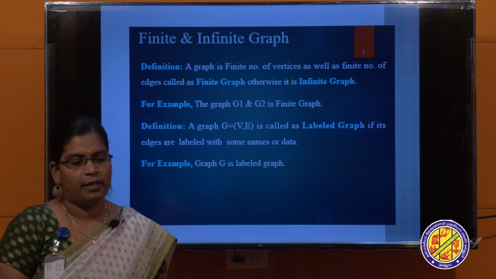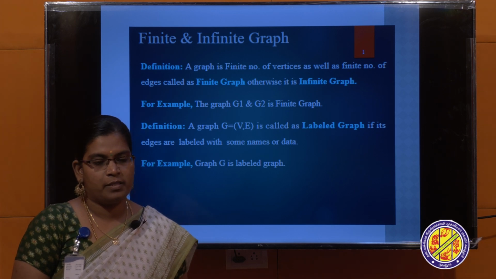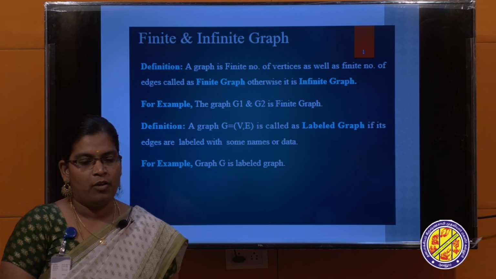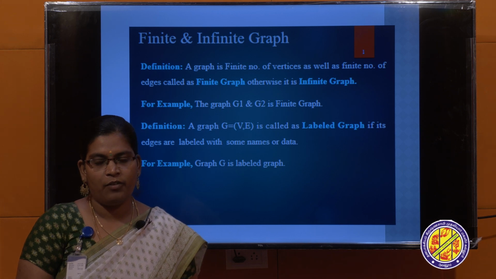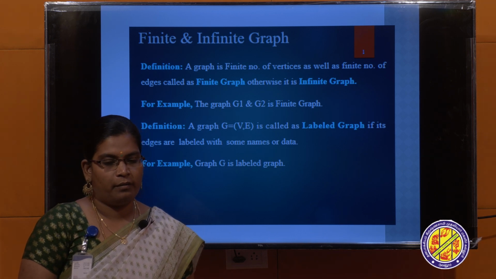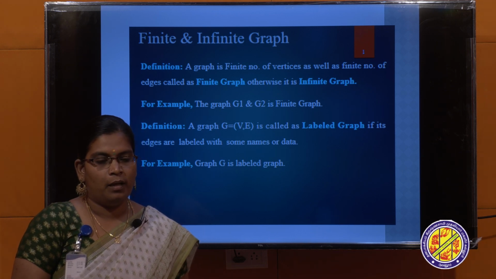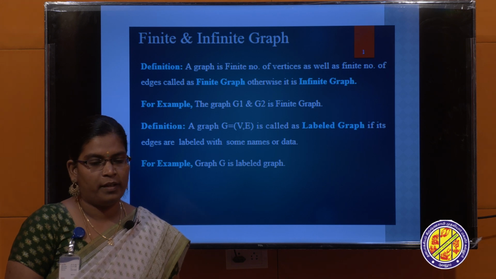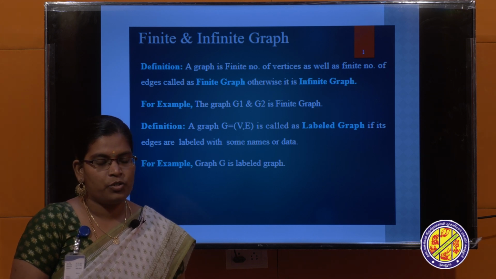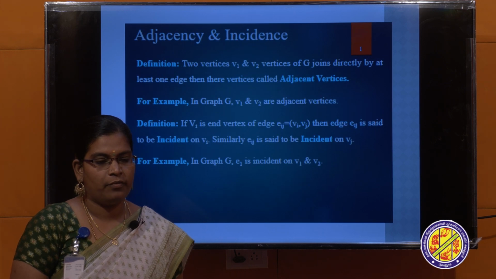Next one is finite and infinite graph. A graph with a finite number of vertices as well as a finite number of edges is called a finite graph, otherwise it is called an infinite graph. So in the previous example, the graphs G1 and G2 are also finite graphs. A labeled graph is the same as a weighted graph.